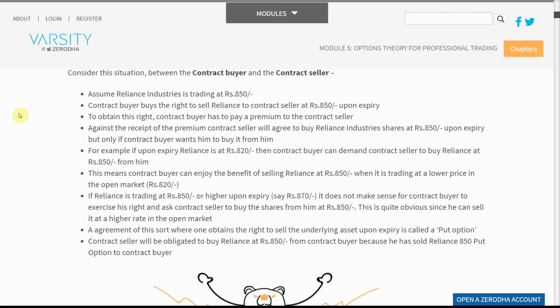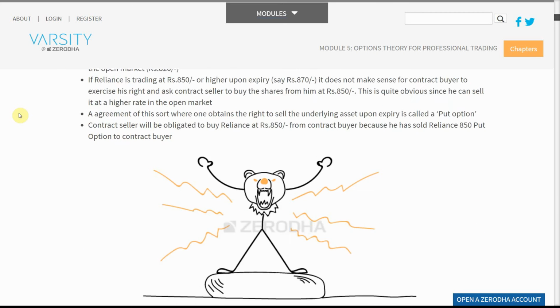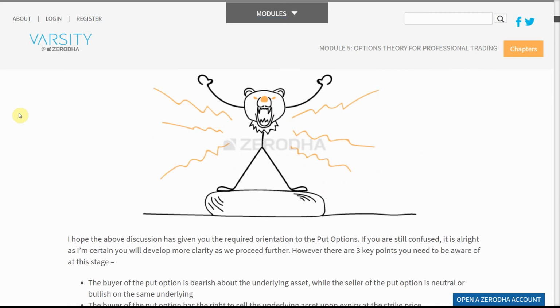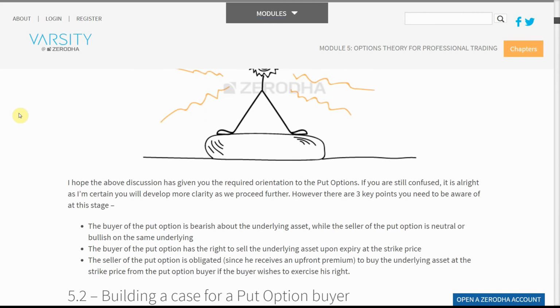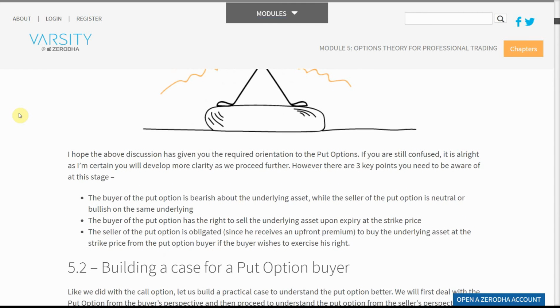An agreement of this sort, where one obtains the right to sell the underlying asset upon expiry, is called a put option. Contract seller will be obligated to buy Reliance at 850 rupees per share from contract buyer because he has sold Reliance 850 put option to contract buyer. I hope the above discussion has given you the required orientation to the put options. If you are still confused, it is alright, as I'm certain you will develop more clarity as we proceed further.